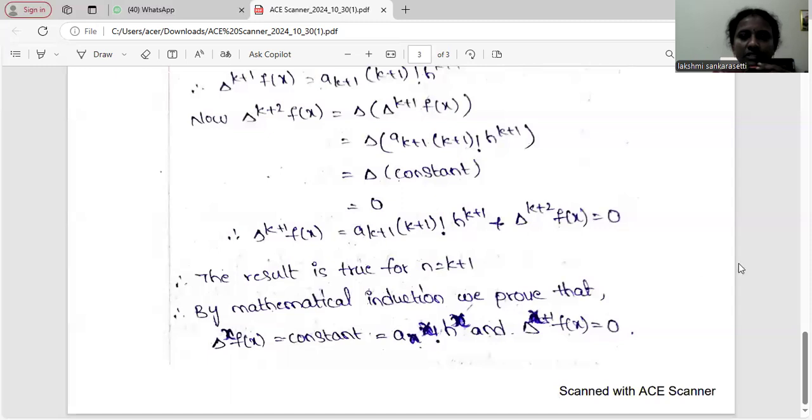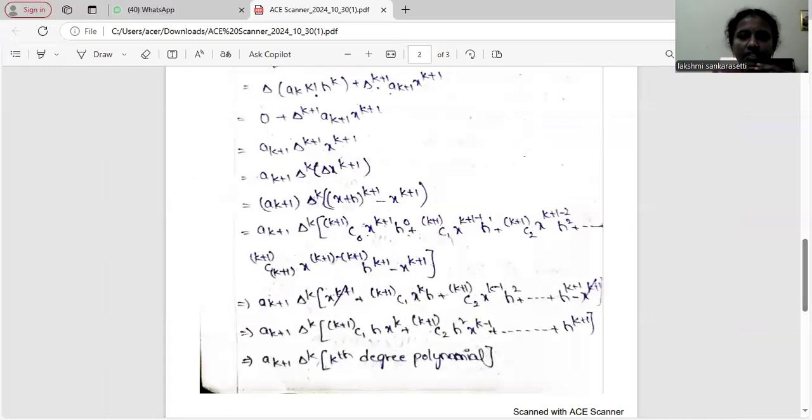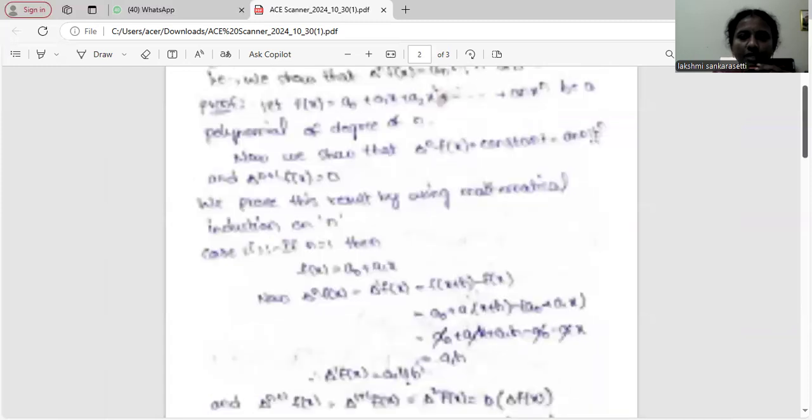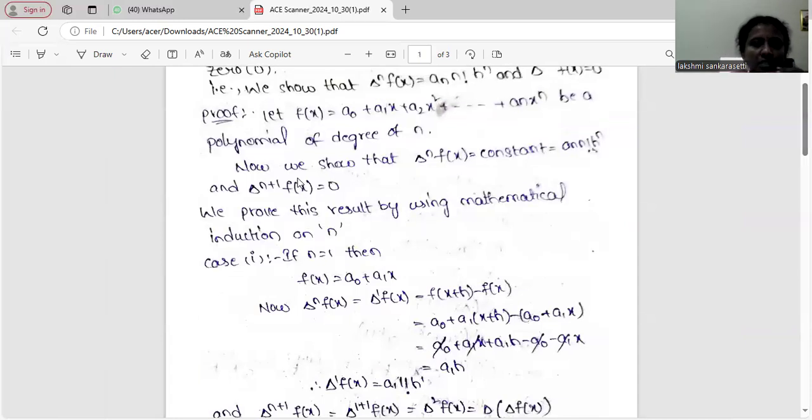To show this, we use mathematical induction on the degree of the polynomial. That is, we prove this result by using mathematical induction on the degree of the polynomial, which is n. So in case 1, if n is equal to 1, then the polynomial f of x is equal to a0 plus a1x.